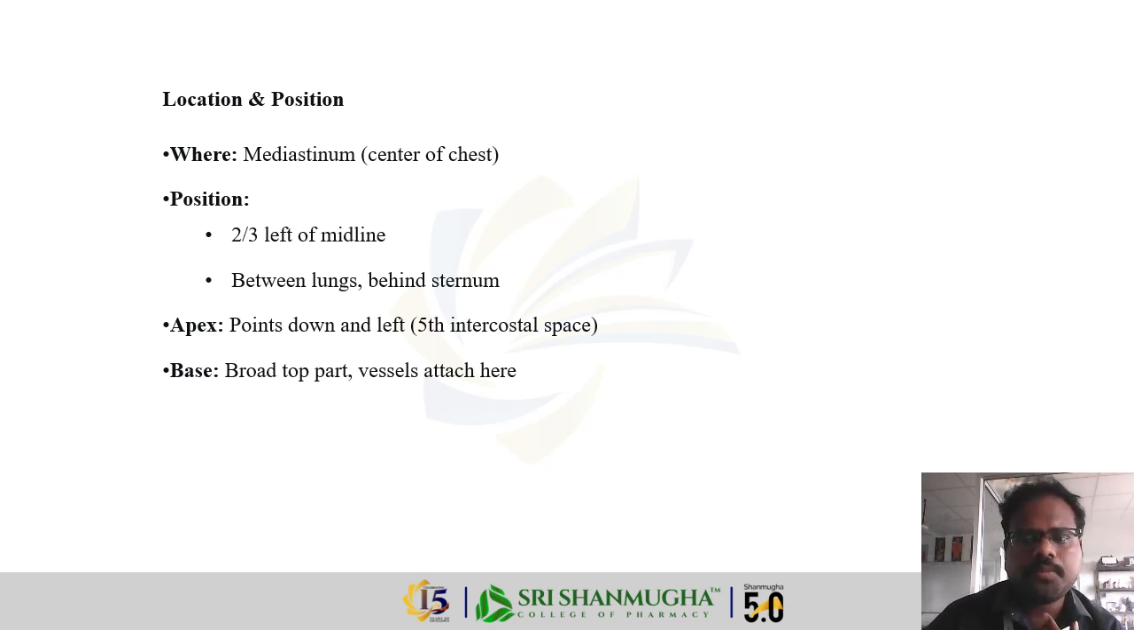The sternum is the bone part that is engaged with the rib bones. The sternum connects the ribs, and the heart is located behind it. Then it contains two portions, the apex and the base. The apex is at the top portion and the base is the below portion. The apex points down and left at the fifth intercostal space, and the base is the broad top part where the vessels are attached. So this is the exact location and position of the heart.